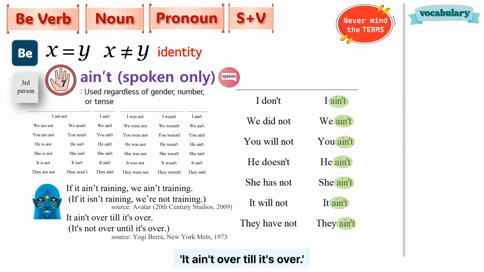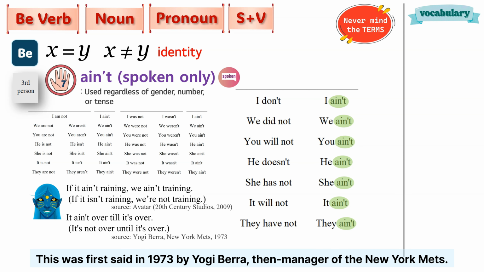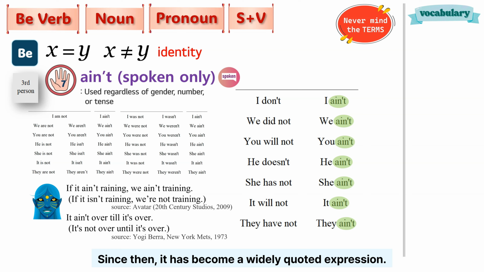It ain't over till it's over. This was first said in 1973 by Yogi Berra, then manager of the New York Mets. Since then, it has become a widely quoted expression. Again, compare it with the correct form. Now let's listen and focus carefully on stress and pronunciation.